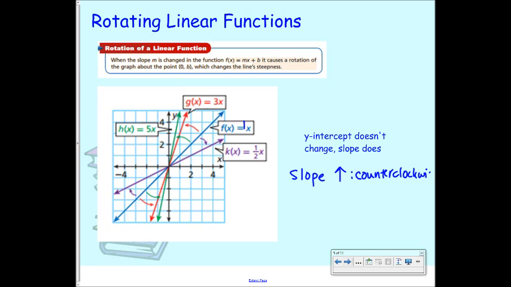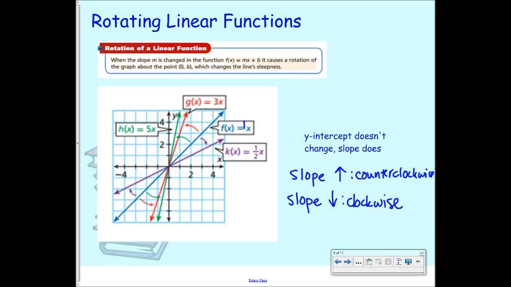What about the purple one? What's our slope for the purple one? 1/2. So our slope for the purple one got bigger or smaller? Smaller. Which way did it turn? Clockwise. So as the slope goes down, if your slope is decreasing, that means it turns clockwise. So if your slope goes up, that's counterclockwise. If your slope goes down, that's clockwise.